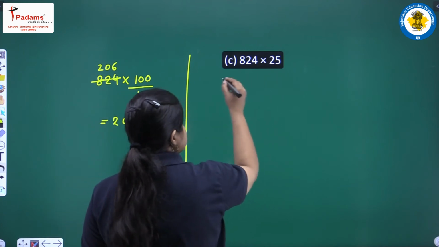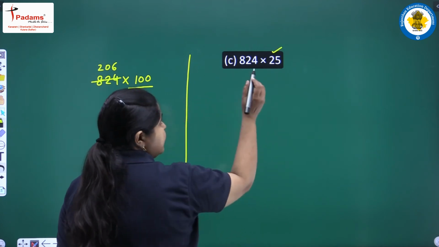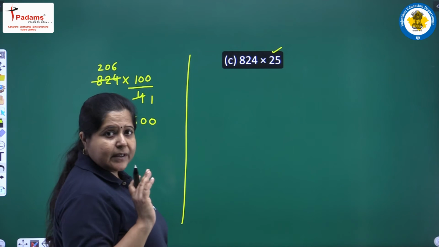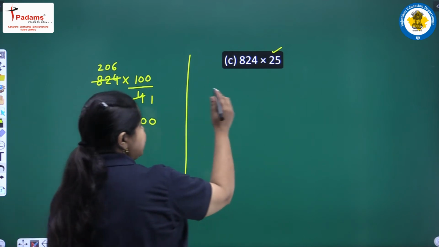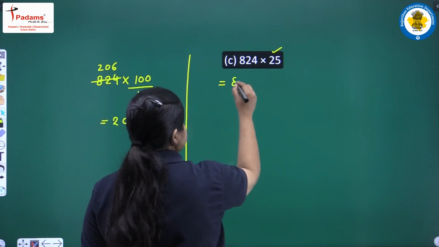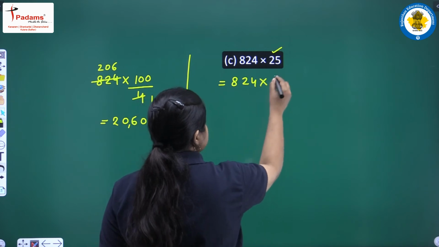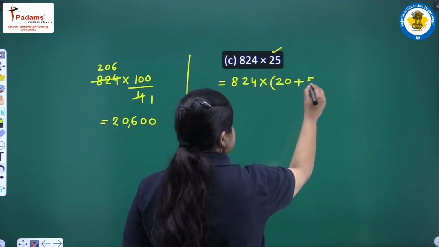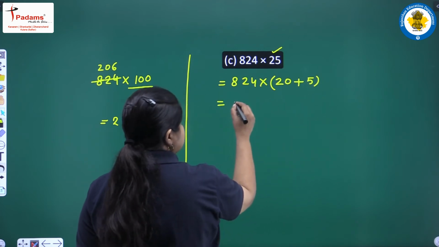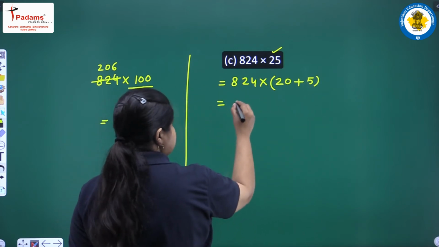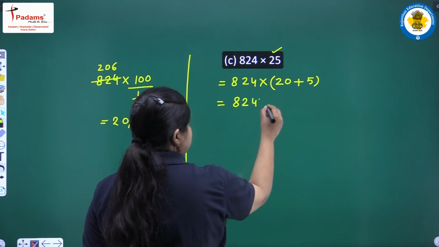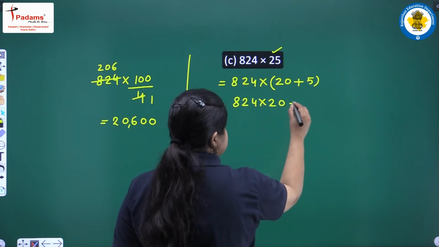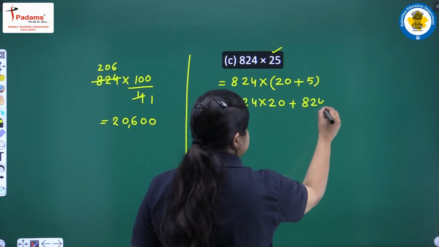Now we are doing it with the distributive property. Again, this 25 is an easy number, so we will break up this number 25 here. We will write 824 into this. 25 can be written as 20 plus 5. This is equal to, now we will apply the distributive property, 824 into 20 plus 824 into 5.